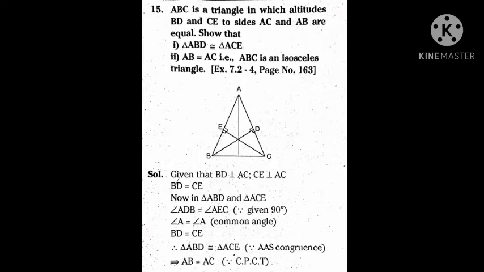Now in triangle ABD and triangle ACE, angle ADB is equal to angle AEC is equal to 90 degrees. Angle A is equal to angle A, common angle of both triangles. BD is equal to CE, that is given in the problem. Therefore, triangle ABD is congruent to triangle ACE by the angle side congruency rule. That implies AB is equal to AC since CPCT. Hence, proved first and second questions.